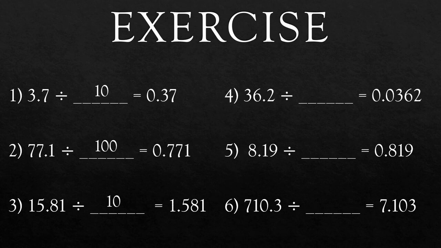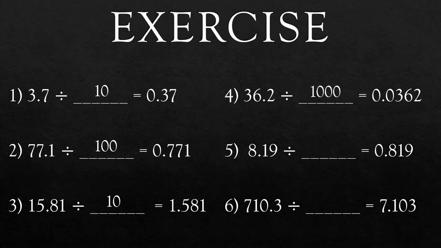Question number 4. 36.2 divided by dash is equal to 0.0362. How many places will you shift in 36.2 to get 0.0362? Yes, 3. So what will you divide? Yes, the answer is 1000.